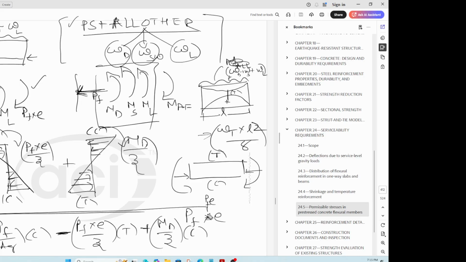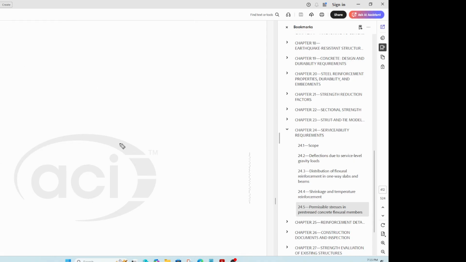Now, after you do this, to qualify your beam, you need to figure out what is the compression limit, what is the tension limit, right? So the rest of the chapter, the rest of the details that we'll be talking about, is about that.